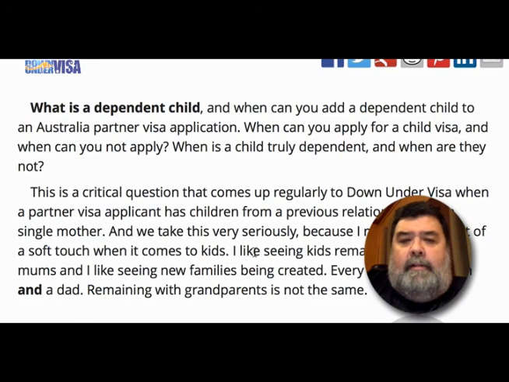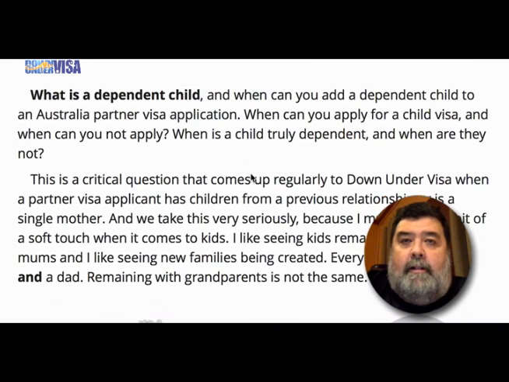This is a critical question that comes up fairly regularly to Down Under Visa when a partner visa applicant has children from a previous relationship or is a single mother. And we take this very seriously because I must say I'm a bit of a soft touch when it comes to kids. I like seeing kids remaining with their mums, and I like seeing new families being created. Every kid needs a mum and a dad, and remaining with grandparents, it's really not the same.